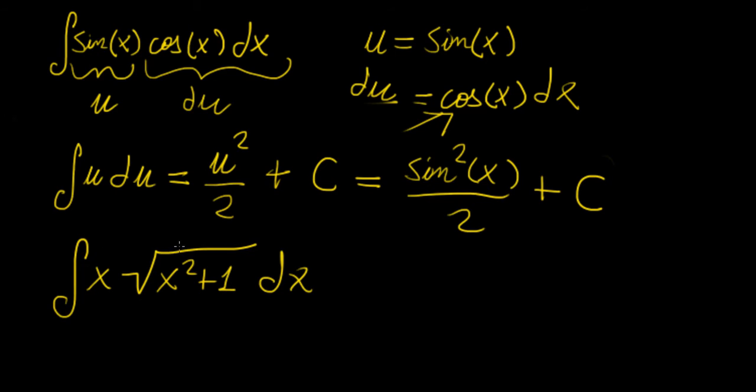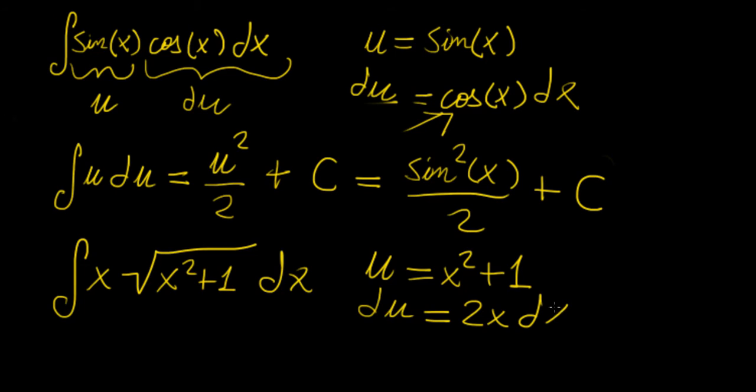Well, we can notice that inside of this square root we have the expression x squared plus 1, and if we differentiate that we get 2x. So let's write u equals x squared plus 1, and here we're going to have du equals, I'm just going to put the dx on this side, 2x dx.